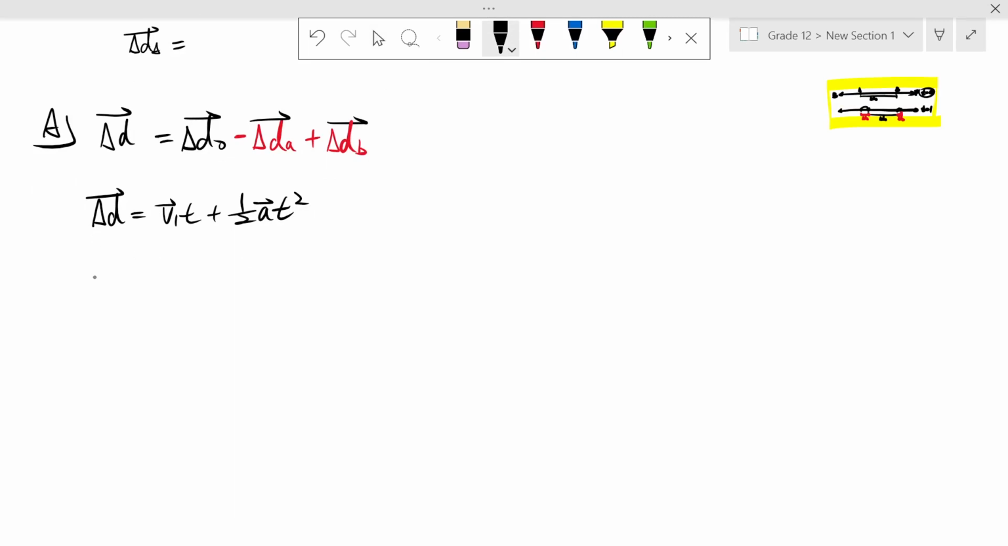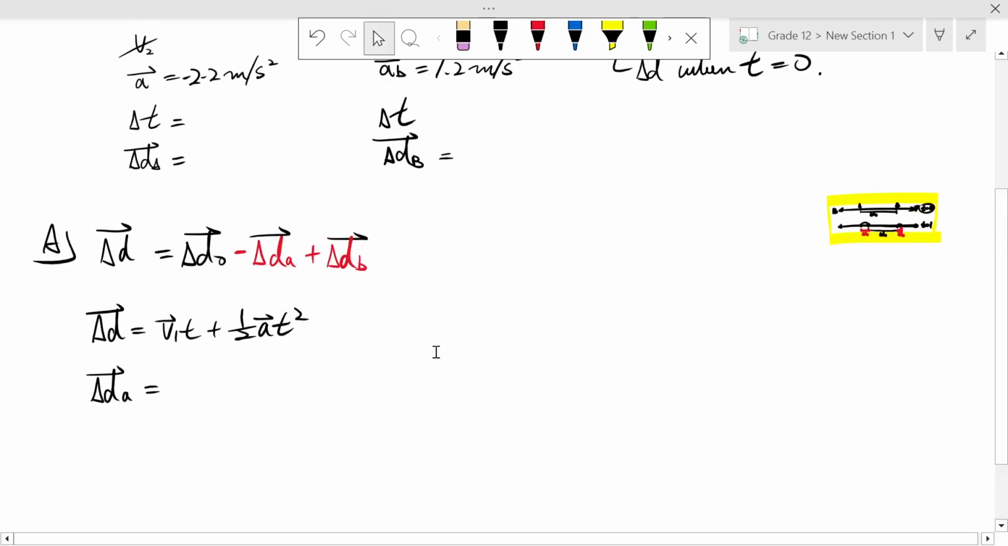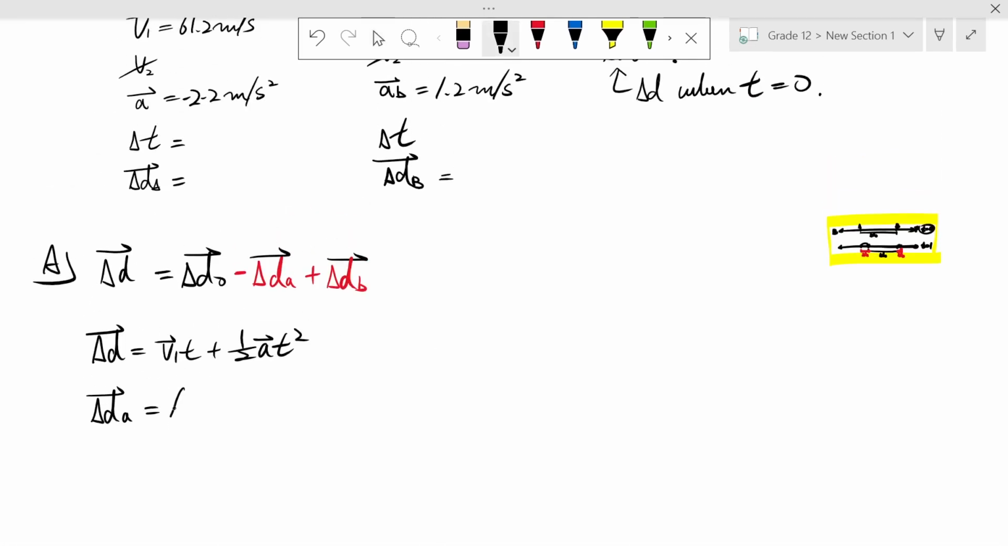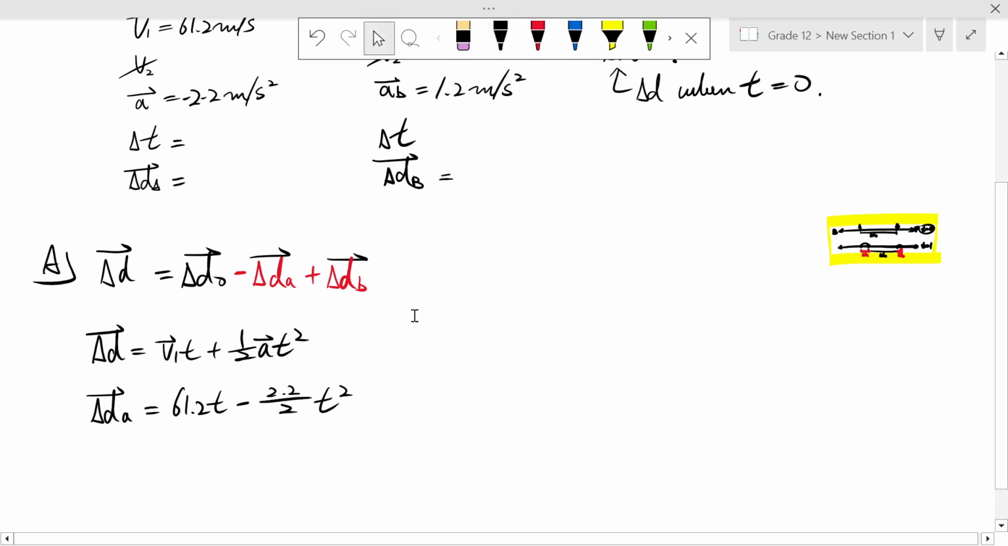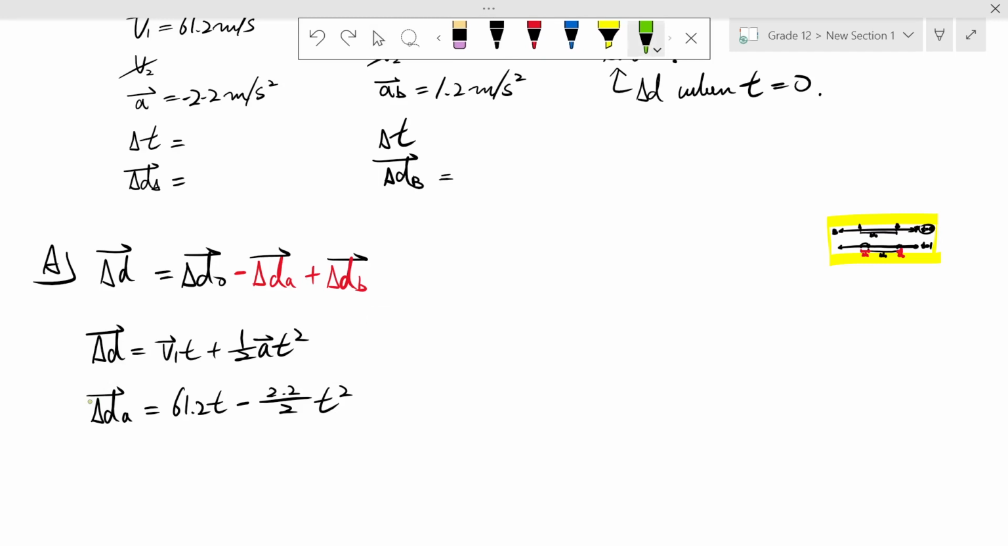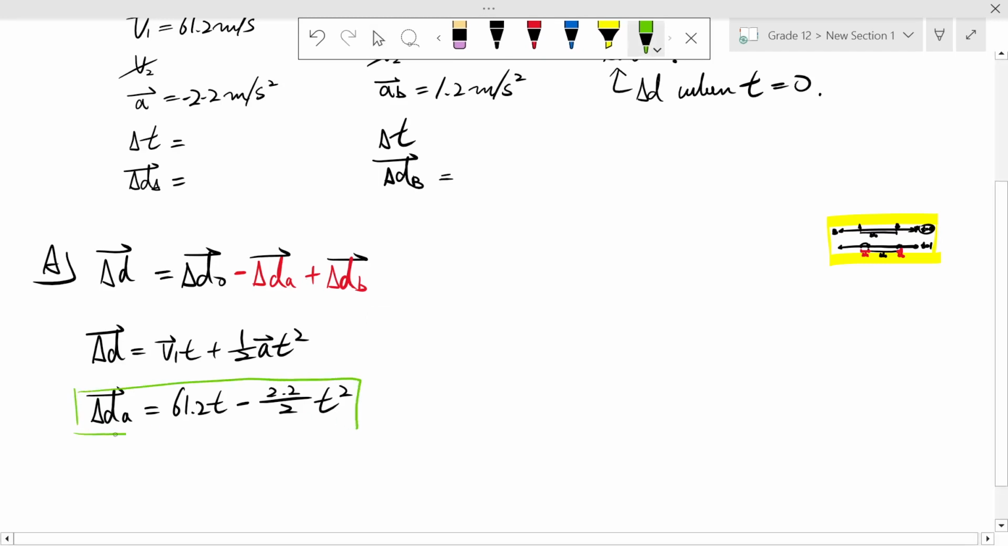So in that case, I'm trying to go for a first. What is my initial velocity? It's 61.2 t minus, because it's negative acceleration. What is my a? 2.2 meters per second squared over 2 t squared. Now, I'm going to keep it like this, and I'll pick a different color like I always used. That's equation 1.